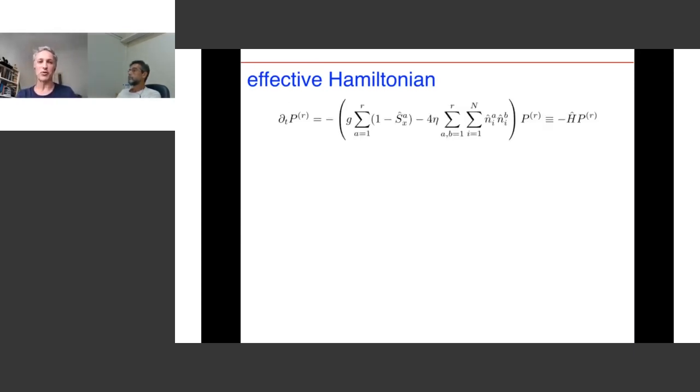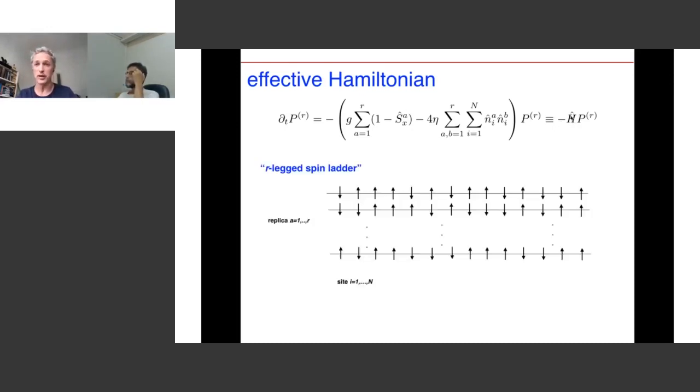And then after these approximations, what we can write down is the dynamical equation for this replicated average probability, which takes the form of this imaginary time Schrödinger equation with a Hamilton operator given by these two contributions, and which can be viewed as the Hamilton operator of an R-legged spin ladder. So R here corresponds to the number of replicas. So for the purity, R would be 2, and it would be a 2-legged ladder.